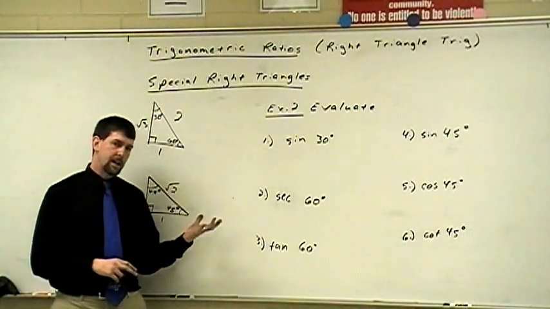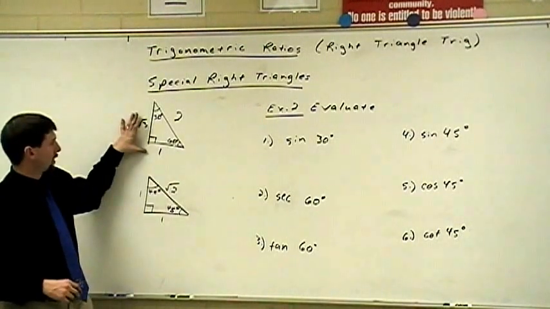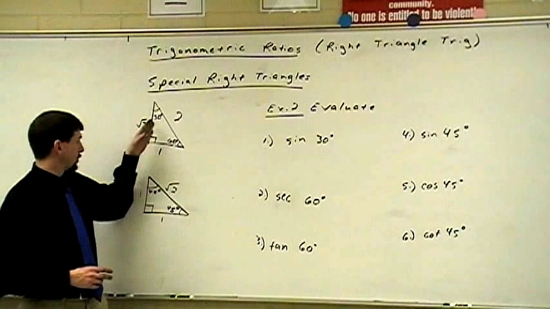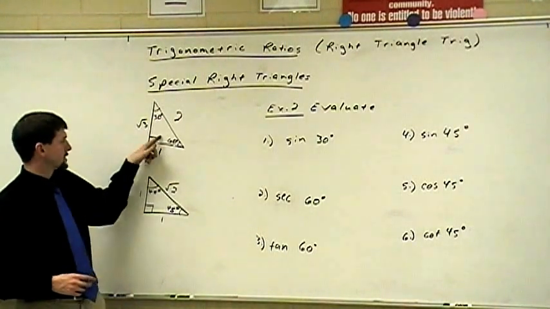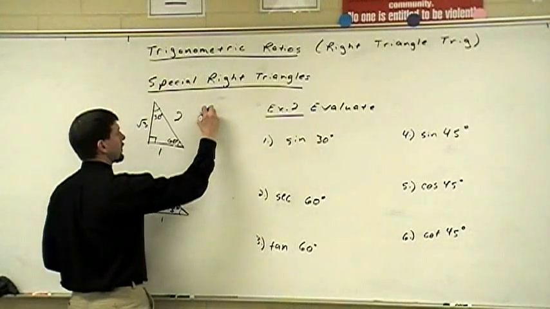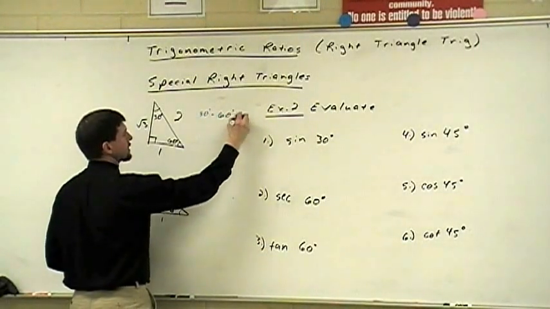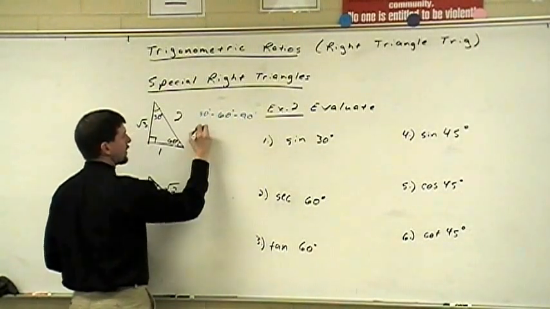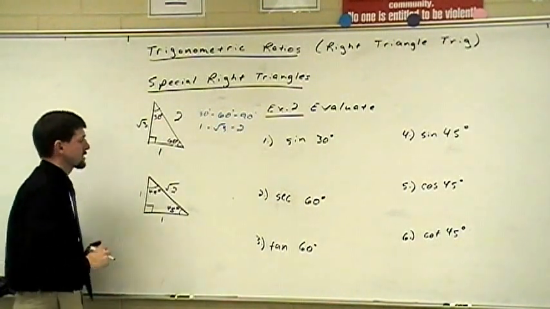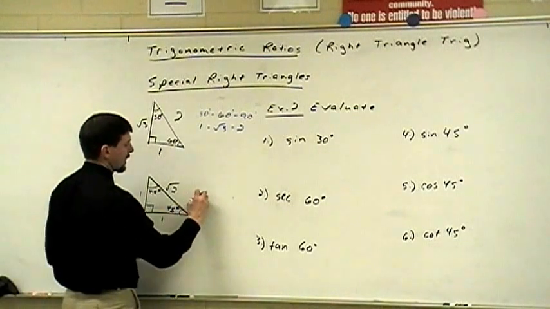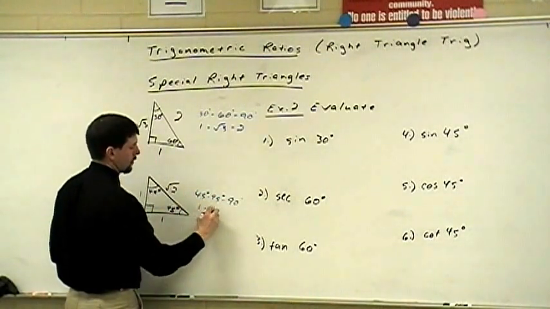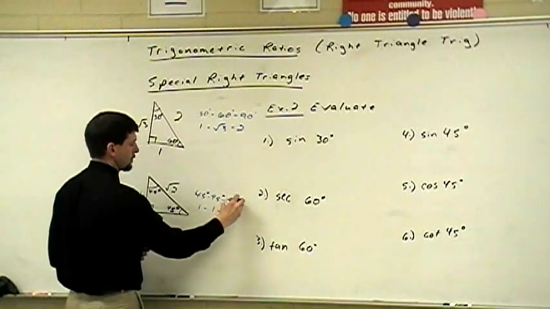But not only are they easy to remember, for a 30, 60, 90 it's 1, square root of 3, and 2, in the order of opposite of 30, opposite of 60, opposite of 90. If you want to think of it as 30 degrees, 60 degrees, 90 degrees, as 1, square root of 3, and 2 to remember your opposites. And 45, 45, 90 as 1, 1, square root of 2.